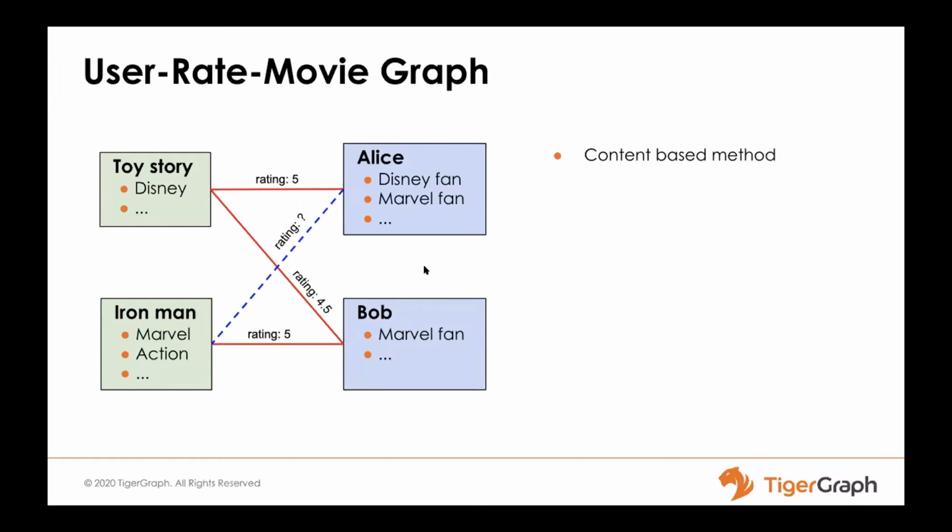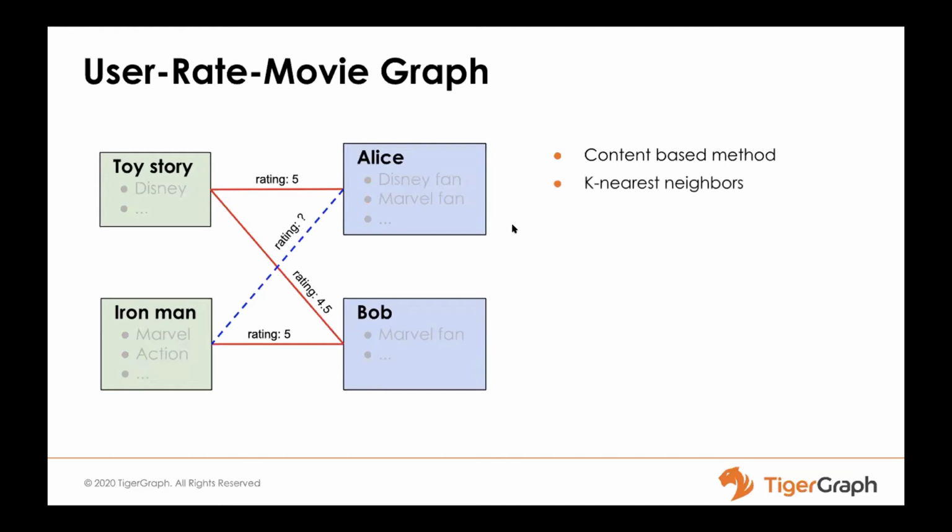To make such a prediction, one of the most intuitive ways is to first check the information of the movie. In this case, we know that Iron Man is a Marvel movie. Then if we go to the information of the user, we can also find that Alice is a fan of Marvel movies. So we may say that Alice is very likely to give a high rating to Iron Man. This type of method is called the content-based method. It mainly relies on the user profile and the movie feature information. This method is quite intuitive and also quite reliable when we have enough information of the user and the movie. However, what if we don't have that information?